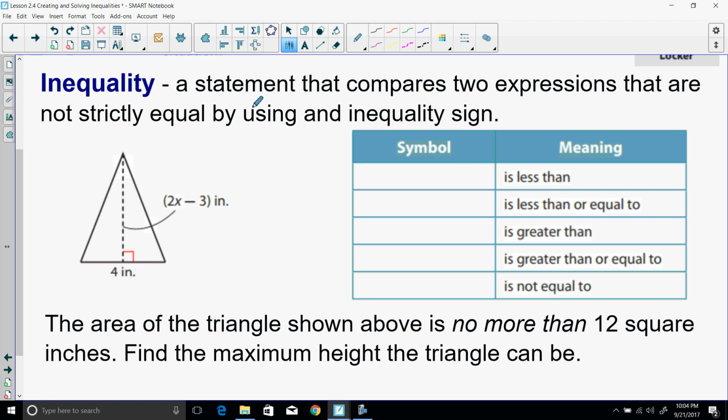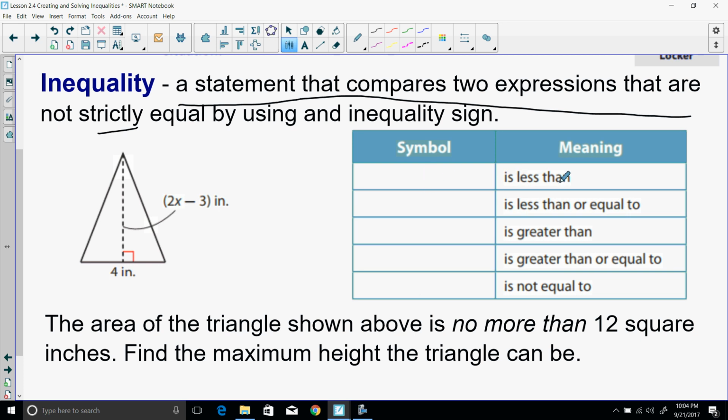So what is an inequality? An inequality is a statement that compares two expressions that are not strictly equal to each other. They can be equal to each other, but we compare it with another symbol. And one of the things we've got to review is, what do all of these things mean?